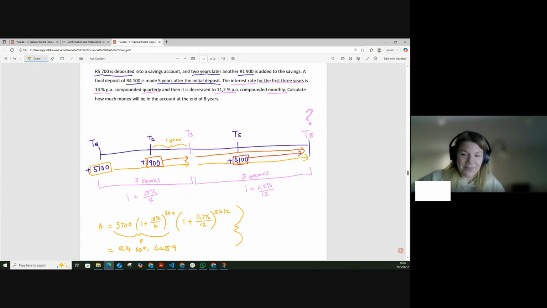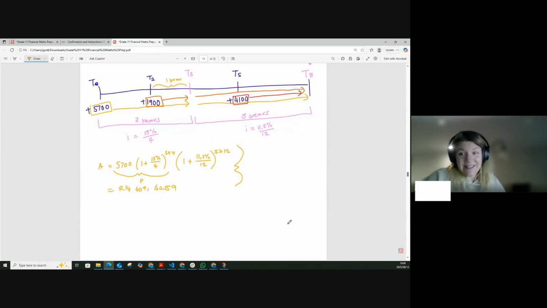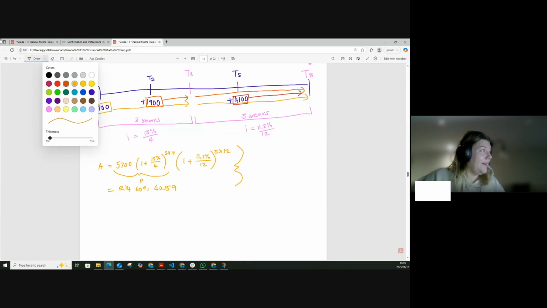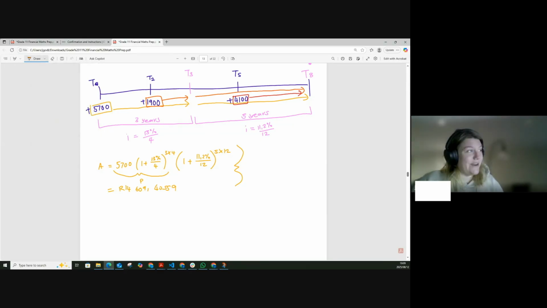Okay. So this first part was looking at the yellow's journey. Now we are going to look at the orange journey. So the orange journey is our 1,900 Rand. So our 1,900 Rand was at this interest rate for 1 year. And then it was at the second interest rate for 5 years.